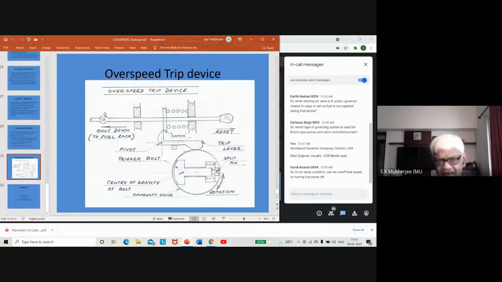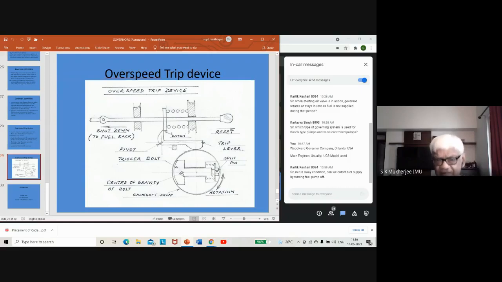Now, I have given a diagram here of an overspeed trip device. This is the extended part of the camshaft. It is a little larger diameter, and this is the axis. And within that, there is a machined path inside wherein a bolt is fitted. This bolt is fitted with a collar and a spring held in place by means of a nut, and that nut has a split pin. The entire assembly is within the periphery of the diameter of the camshaft at the extended portion.